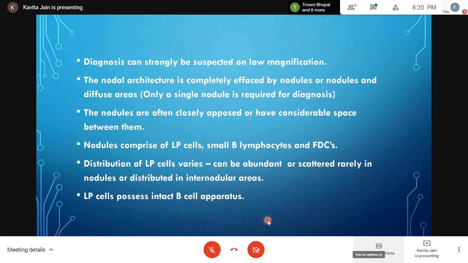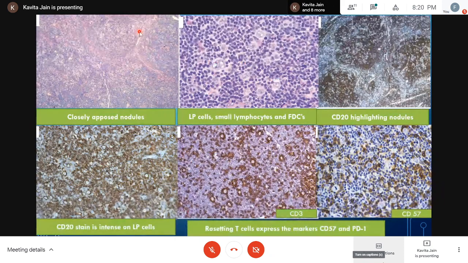So the diagnosis can be strongly suspected on low magnification because the nodal architecture is completely effaced by nodules on nodules and diffuse areas, and they say that at least a single nodule is required for diagnosis. So we see here that there are nodules, of course no sclerosis, closely opposed nodules. They have somewhat a moth-eaten appearance, and there are no germinal centers. Now these are the LP cells, lobulated like a popcorn.